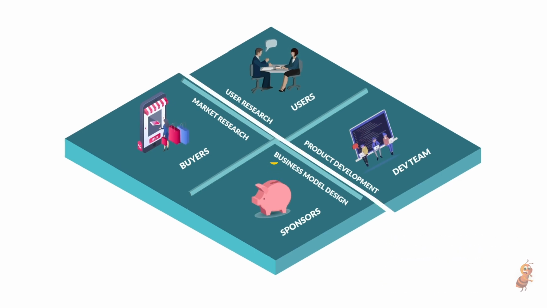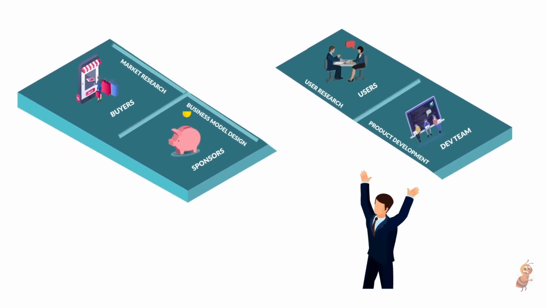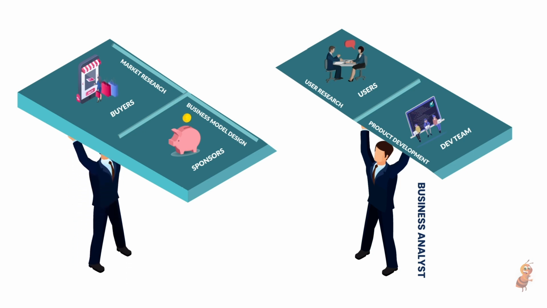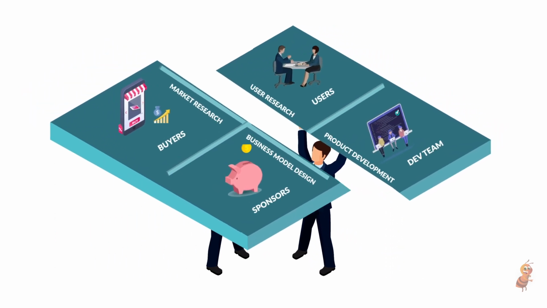User research and product development is creative and tactical work generally facilitated by people like business analysts or product analysts. Market research and business model design is strategic work and is generally done by product strategy and marketing specialists. So who is a product owner? A combination of a product marketing manager and a business analyst.